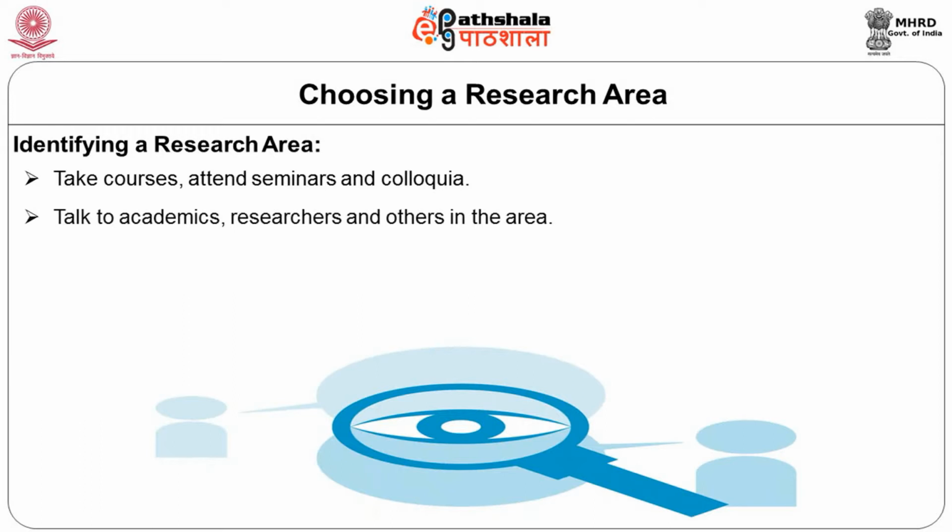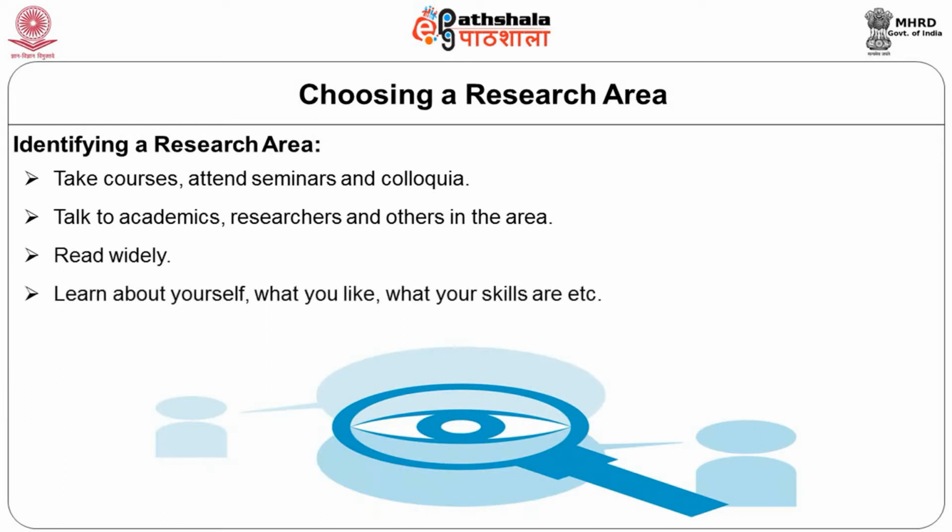Once you faintly have an idea of what you want to work on, you go and discuss with your teachers or academics or researchers so that you understand the area in a broader way. Then you read widely to understand. As I said, you should know what is the research, what is the current knowledge generated, and where are the gaps. To understand that, you have to read the literature thoroughly. Then learn about yourself, what you like, as I said, and what your skills are. Then try to solve some research problem. Then you will be able to determine what research problem you want to work on and what you want to solve or what new knowledge you want to add.